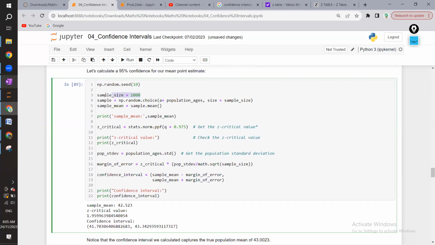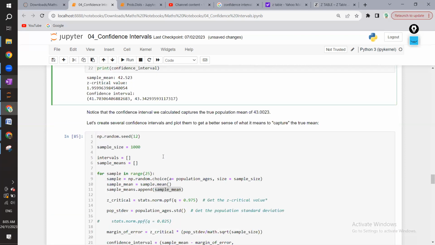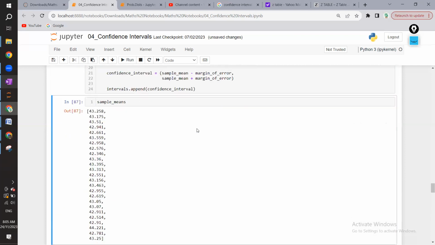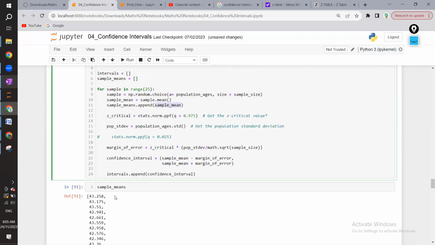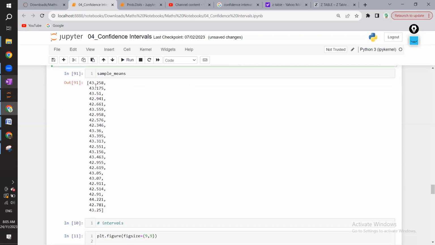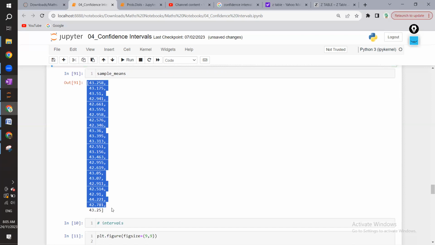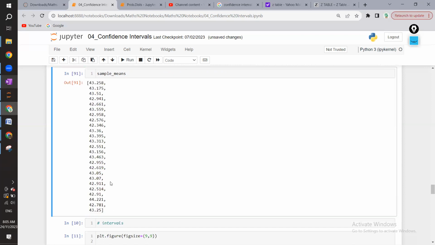In the first scenario, when you take only one sample, the mean is 42.523, and the Z critical value and confidence level are this. Now here I'm repeating 25 times, and each time the sample mean you get, like this 43, you are adding to the sample means list. So see, these are the 25 sample means. Clear? Can you see it clearly?